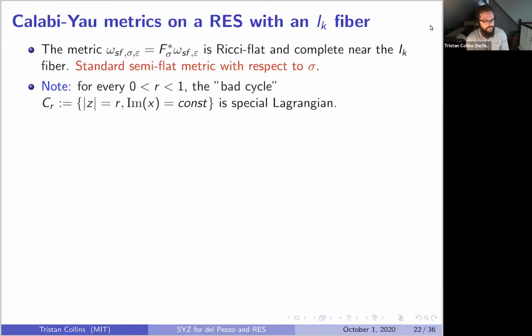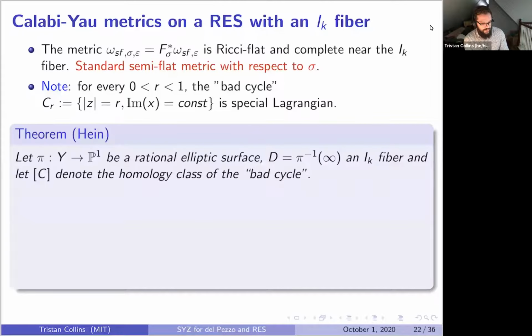The other thing to observe is that there's actually a special Lagrangian fibration of this model geometry as well, where you just take the imaginary part of x equals constant slices in the fiber, cross a circle in the base of any radius. You can check again using the formula that this gives a special Lagrangian fibration.